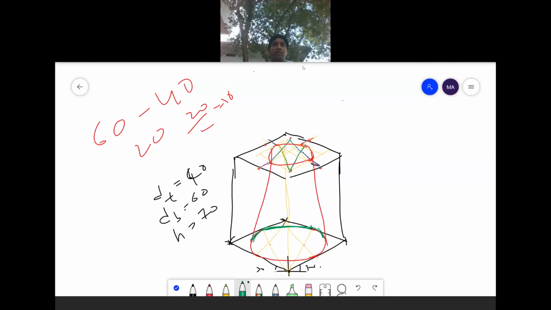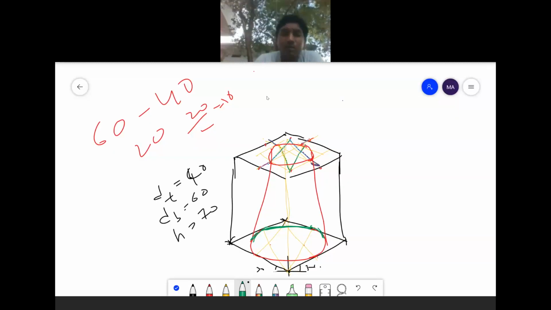Somebody has sent me a message that they want me to repeat this diagram once again. I will repeat it. So I am drawing once again. Just see here.